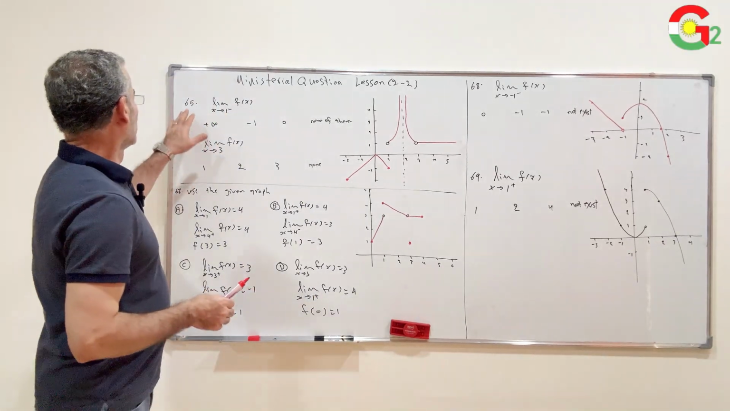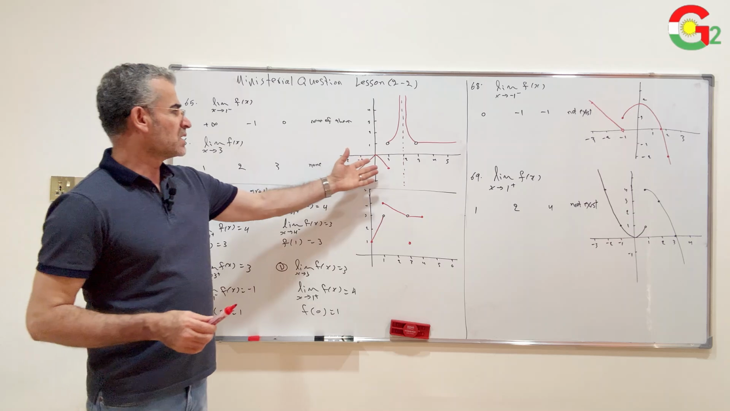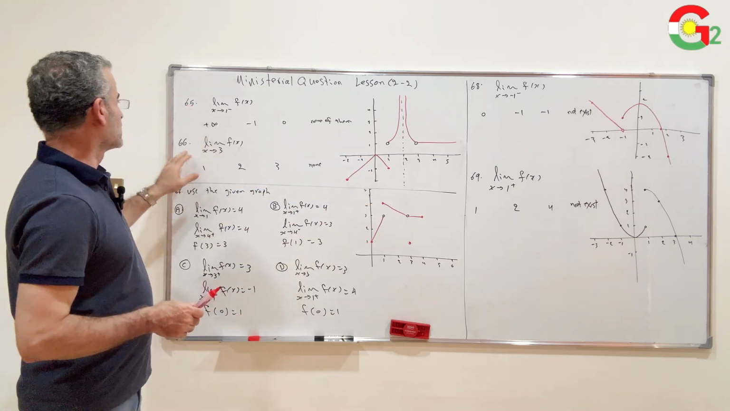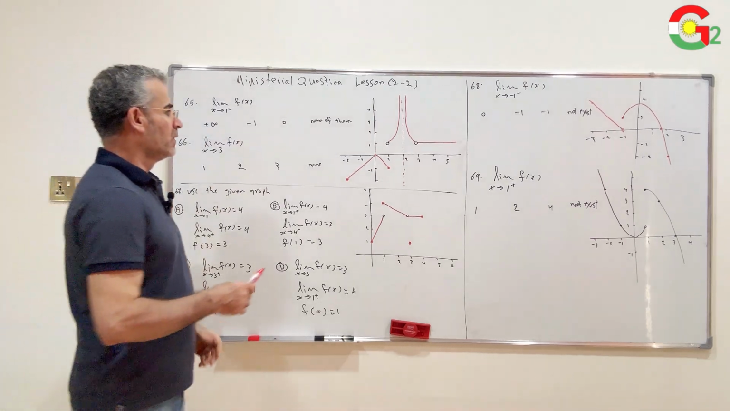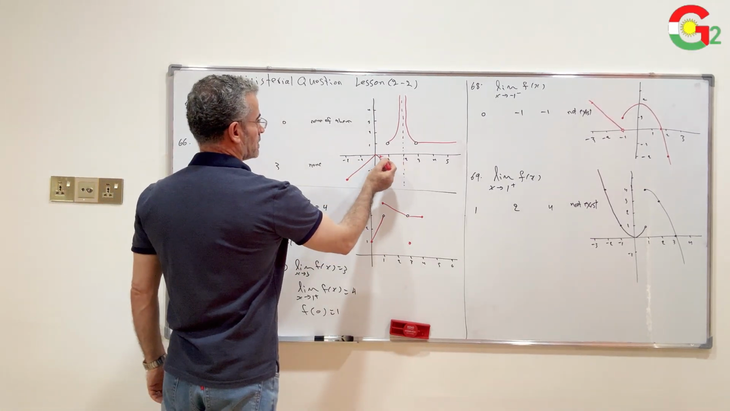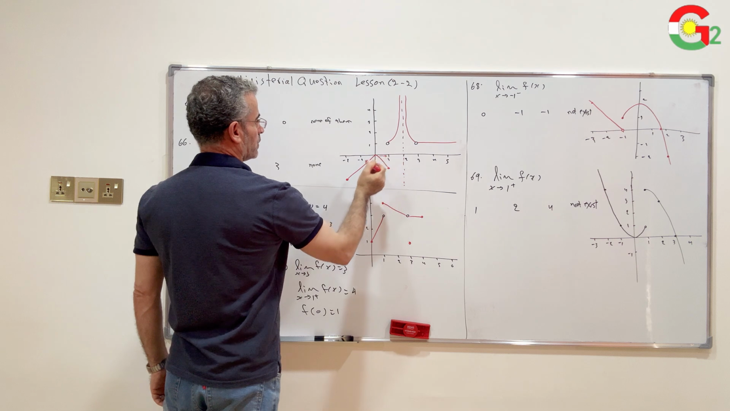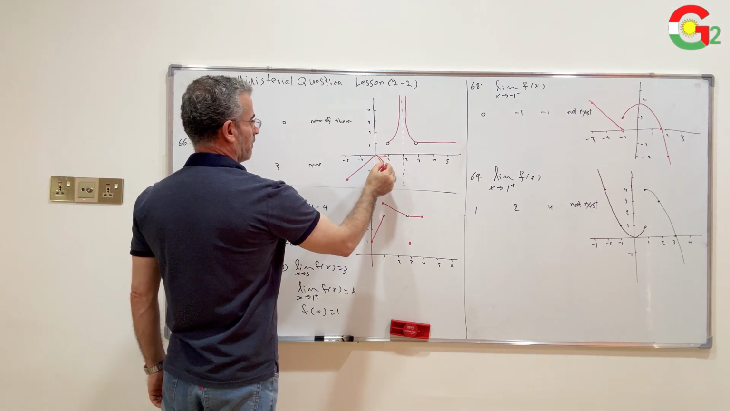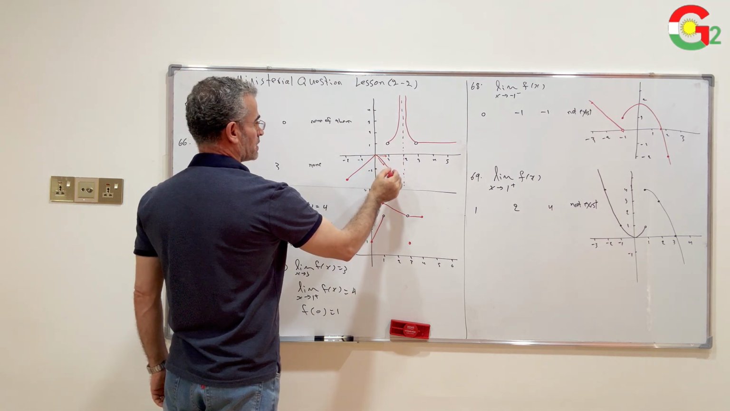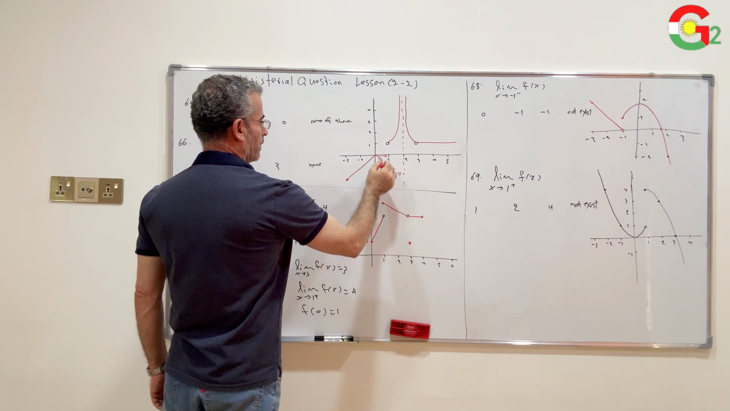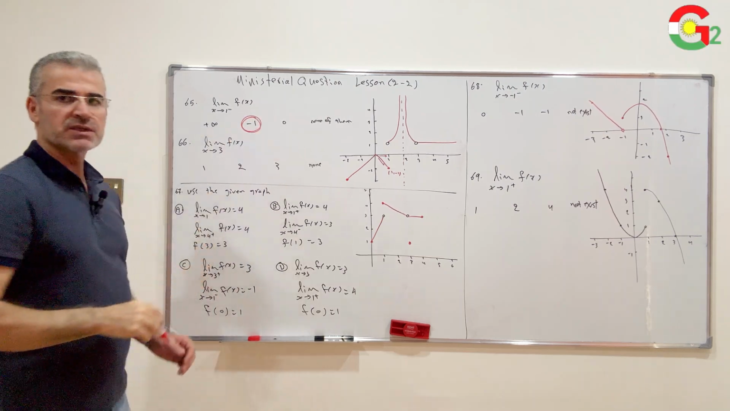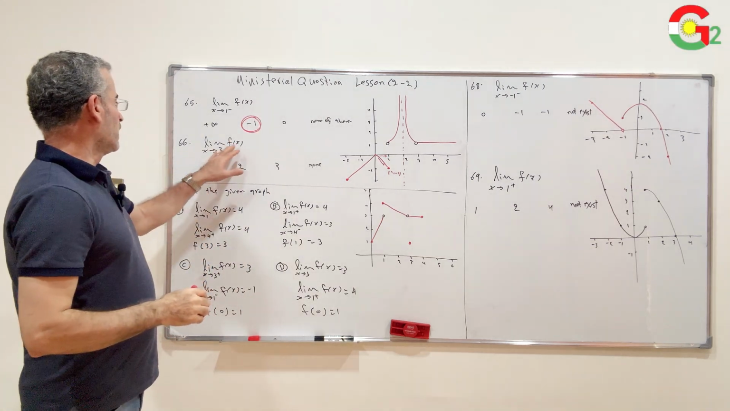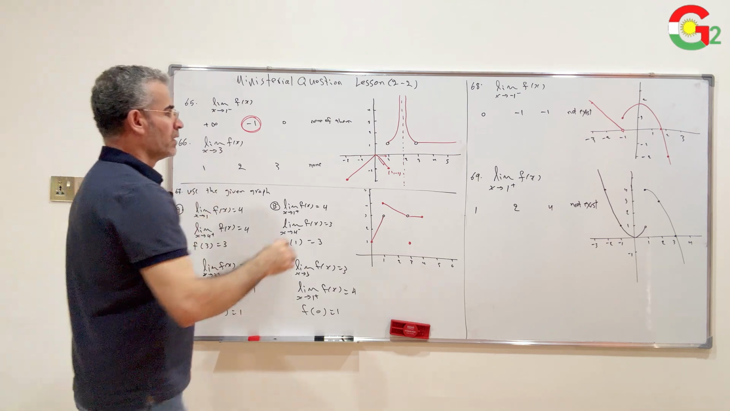Question number 65. Use this graph to answer 65 and 66. Limit f of x when x approaches 1 from the left. This is 1. This is the left of 1. When x approaches 1 from the left, we see f of x goes to this point. The coordinates of this point are (1, -1). Then the limit is -1. Choice B.